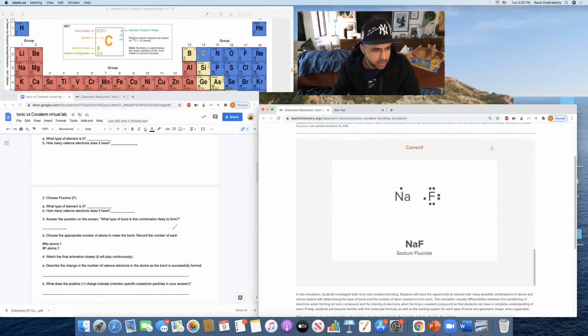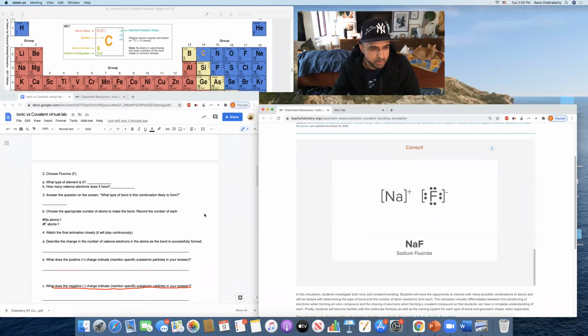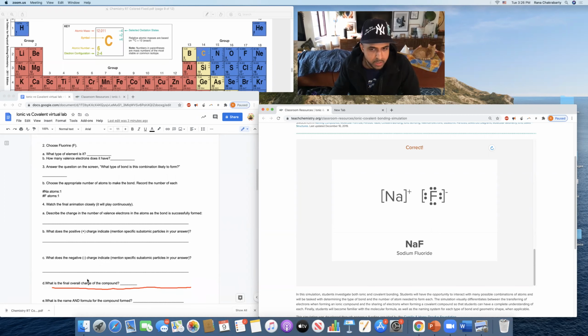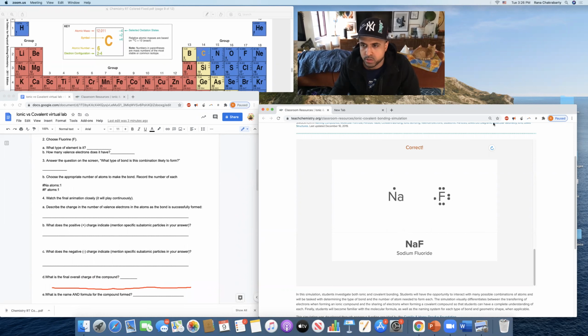Okay. What does a positive charge indicate? I just said that. You lose an electron when you're positive, and if you have a -1, you've gained one electron. And with +1 and -1, the overall charge is neutral. All compounds are neutral. Okay, so all compounds are neutral.